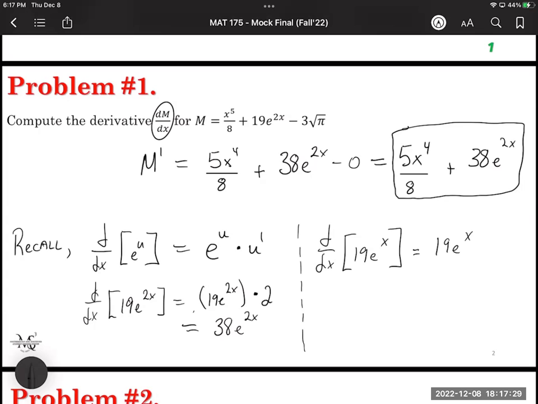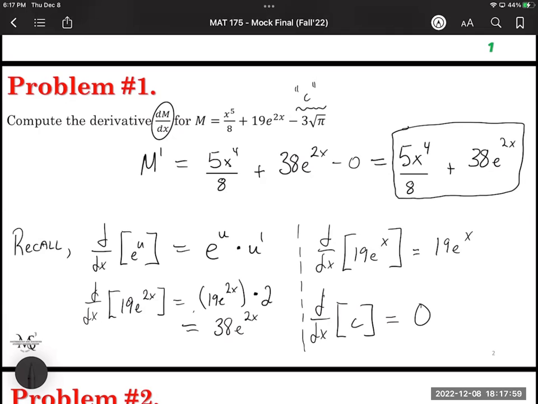Any questions here for me? And then the 3 square root of pi, they're both constants, right? So that's why it's 0. That's right. The derivative of any constant, let's call C our constant, is 0. So 3 square root pi or -3 square root of pi is your C, and the derivative of that constant is 0.